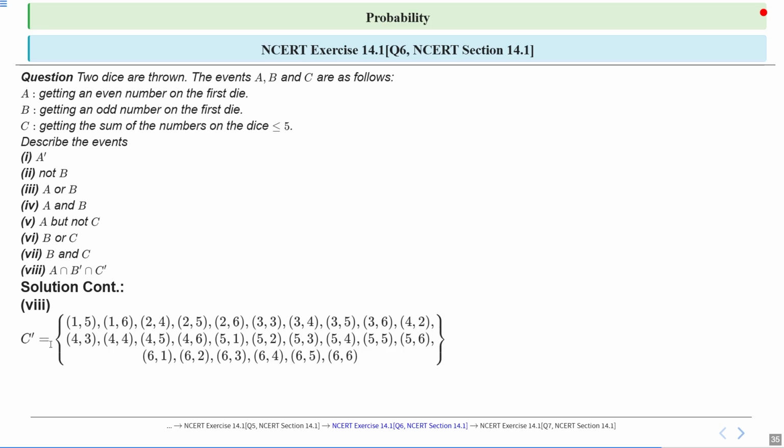And C complement. C complement means which is not in C but in the sample space. So if we collect those ordered pairs which are not in C but in the sample space, then you will get these ordered pairs. Clear?